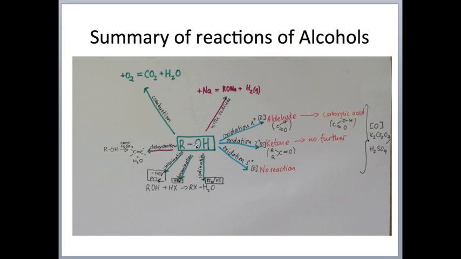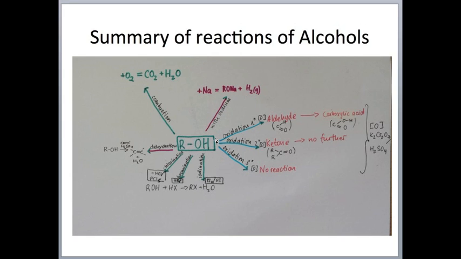So here in the center we have ROH, which is the general way to represent an alcohol. First of all, it can undergo combustion, and this happens when we have alcohol reacting with oxygen and the products are carbon dioxide and water. Another reaction of alcohols is with sodium. When we add sodium, the product is RONa plus hydrogen gas.